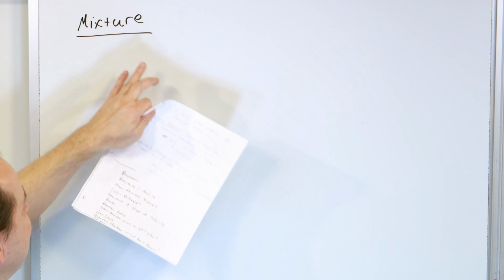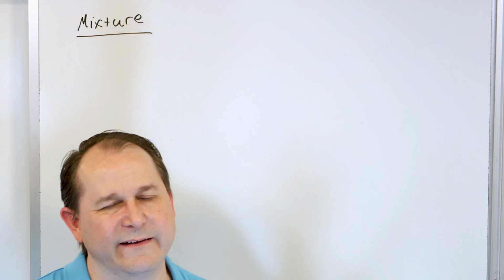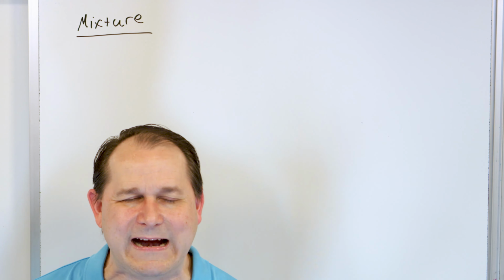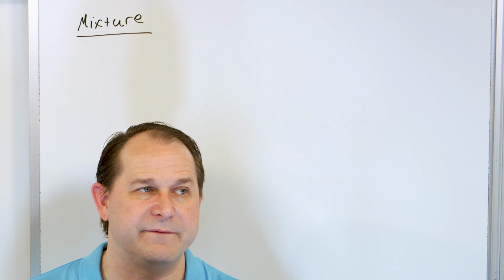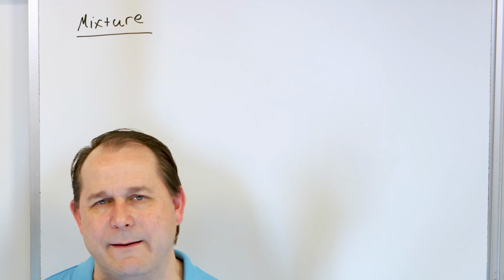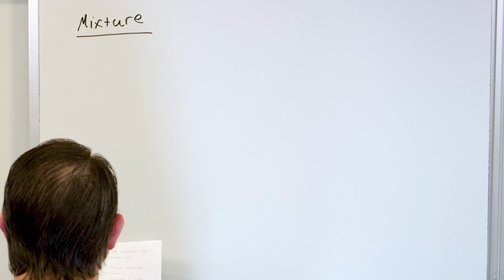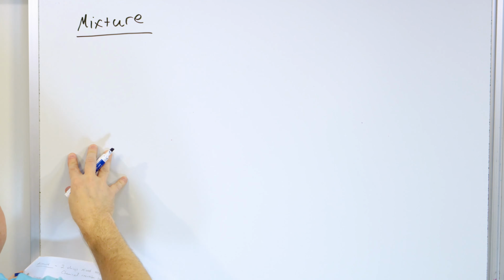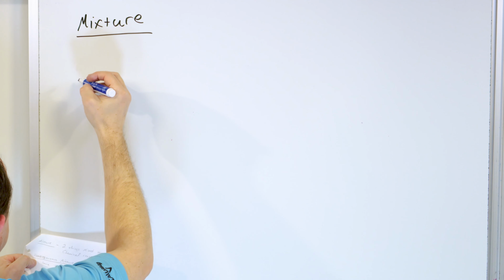So I'm not even going to write down the definition of this because I think it's easy enough to understand. It's basically when you have two or more items or samples of things mixed together where no chemical reaction is happening. So examples of this, of mixtures. Well, before I give you examples, let me give you examples of the different kinds of mixtures, and then we'll give specific examples, right? We have two different kinds of mixtures.